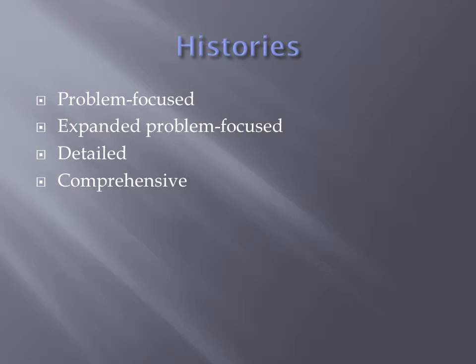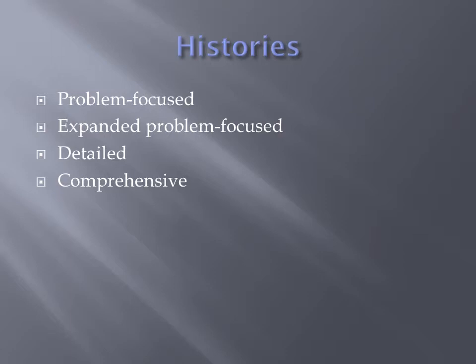When working with histories, you're going to have 4 different types of histories: problem-focused, expanded problem-focused, detailed, and comprehensive. A problem-focused history contains a chief complaint and a brief history of present illness. Your expanded problem-focused history has a chief complaint, a brief history of present illness, and a review of systems that are pertinent to the problem.